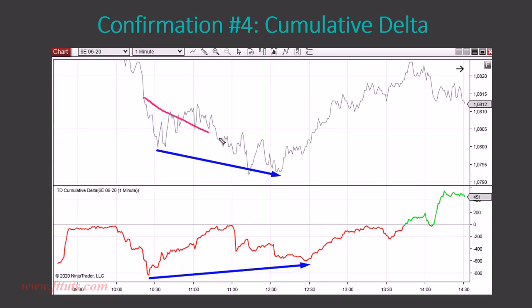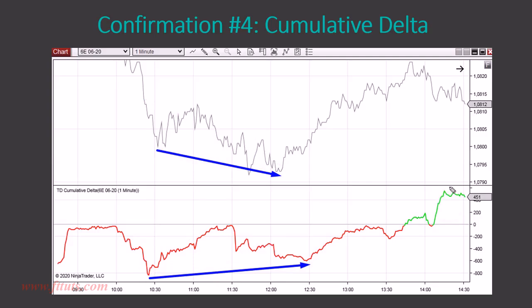In here the price was going downwards, delta was going upwards. Now you don't really need to pay much attention to the color of the delta, whether it's red or green, because it doesn't really give you any information. The only thing you need to pay attention to is which way it is heading, right?